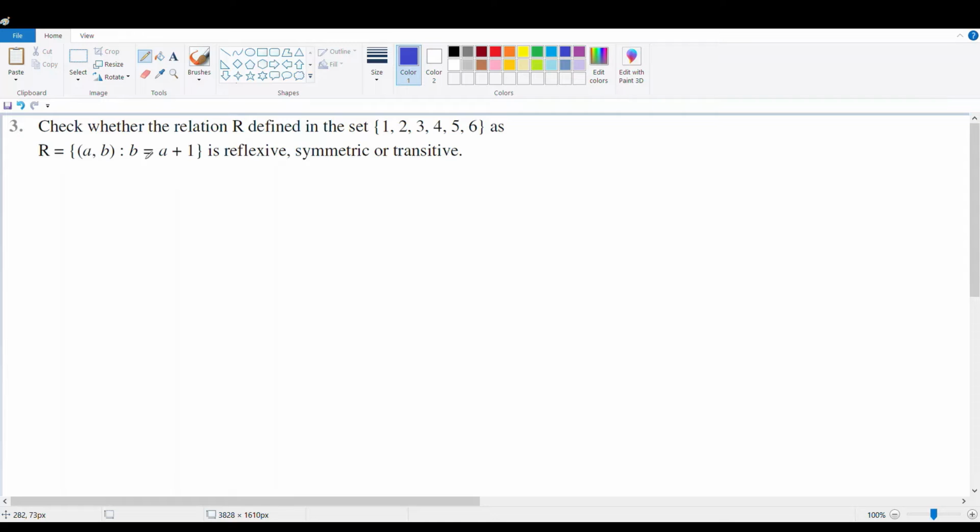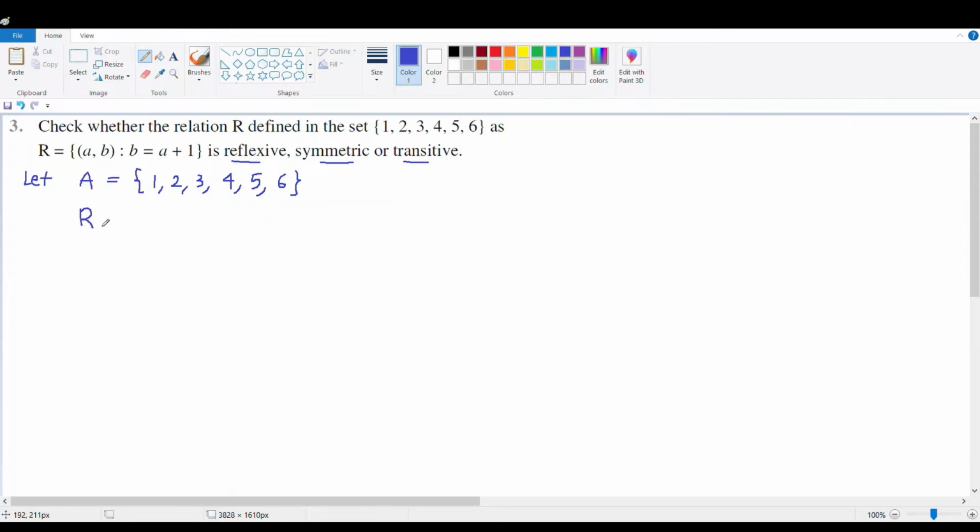Question 3. Check whether the relation R defined in the set {1, 2, 3, 4, 5, 6} as R = {(a, b) : b = a + 1} is reflexive, symmetric, or transitive. We need to check whether this given relation is reflexive, symmetric, or transitive. For that, what set are you given? Let that set A be {1, 2, 3, 4, 5, 6}. We are just calling that set A. And the definition that you are given is that b = a + 1.